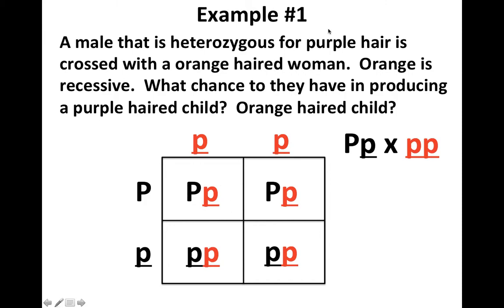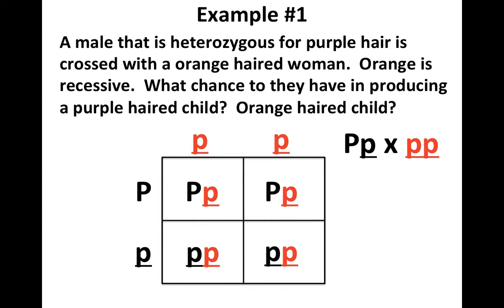We know that purple is dominant, orange is recessive. So I have that capital P, so this is purple. What color hair is this one? Shout it out. That's purple. What color hair is this? This is orange. And what color hair is this? This is orange. So 2 out of 4 are going to have purple hair.